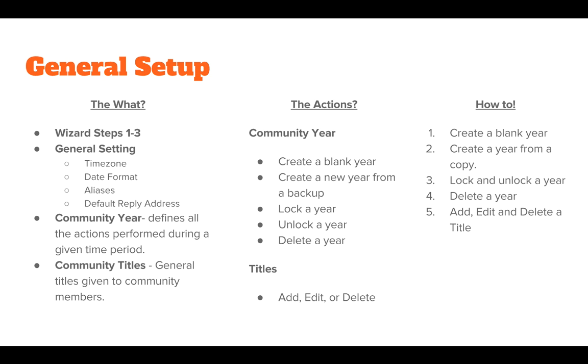Community year defines a period of time in which actions are done within the system. Most organizations go from January through to December. Others go from September through to the end of August. You tell the Community Cloud what your organizational year is for your community, and it will keep track of all the activities that are done within that time period.